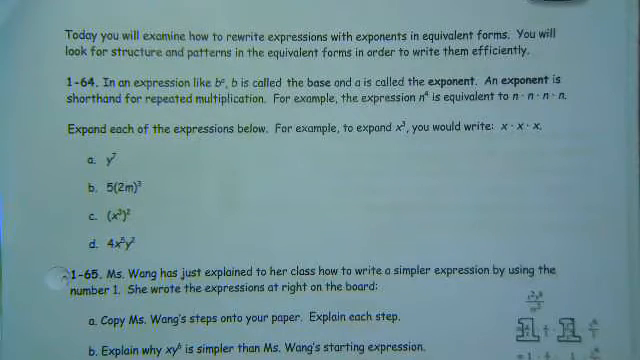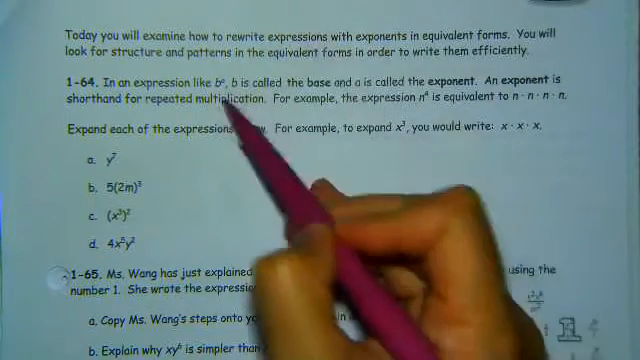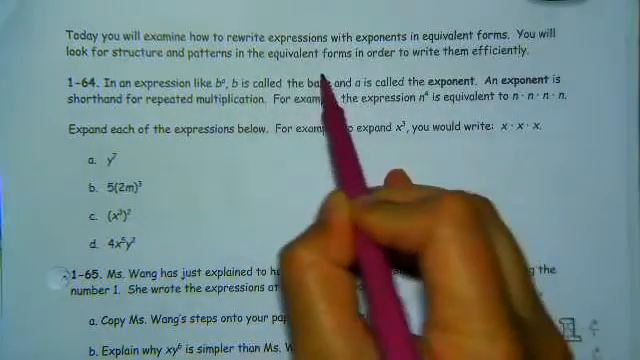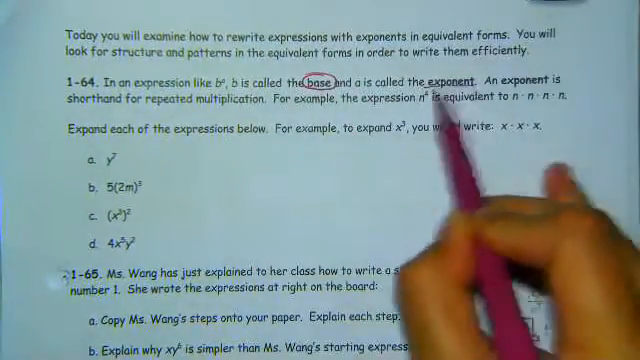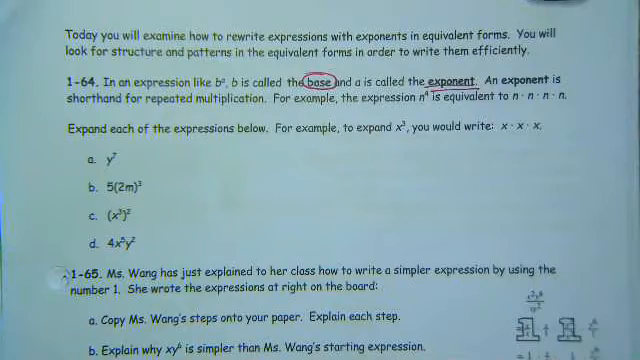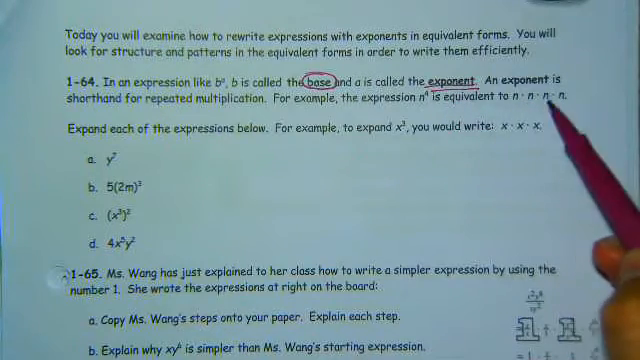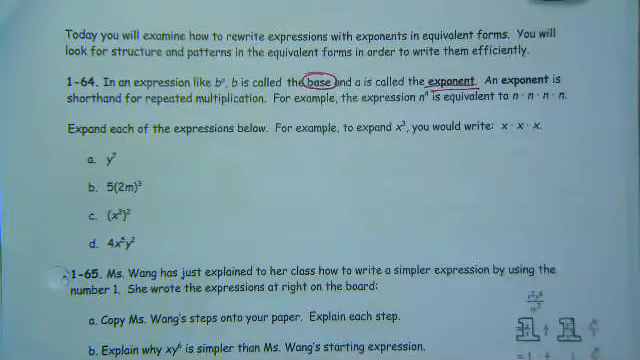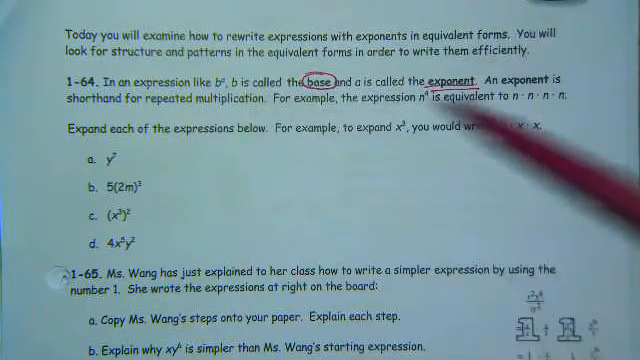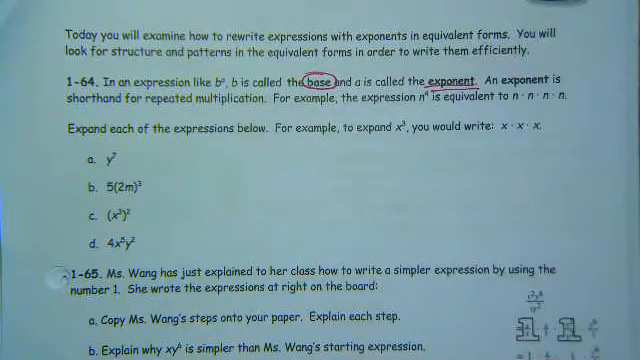Hi, everybody. Today we are going to be talking about exponents, and this is the page that we're on. It says, in an expression like b to the a, b is called the base, and a is called the exponent. An exponent is shorthand for repeated multiplication. For example, the expression n to the fourth is equivalent to n times n times n times n. So we have worked with exponents before, and we've talked a lot about them. This is just giving it a definition in words.